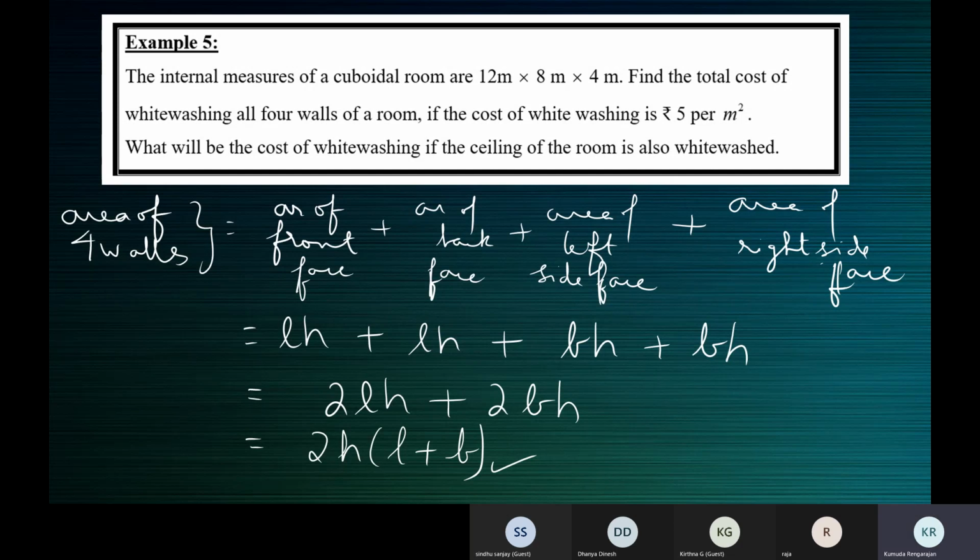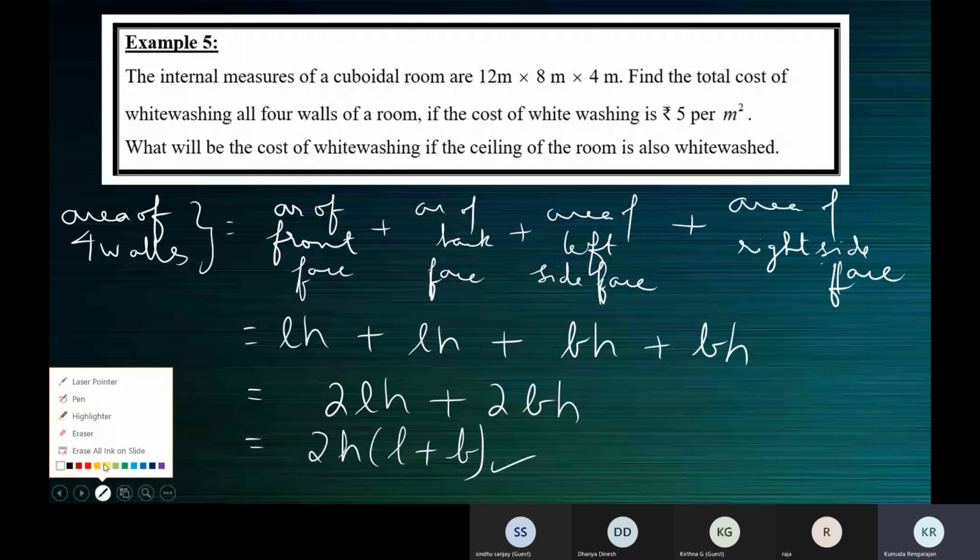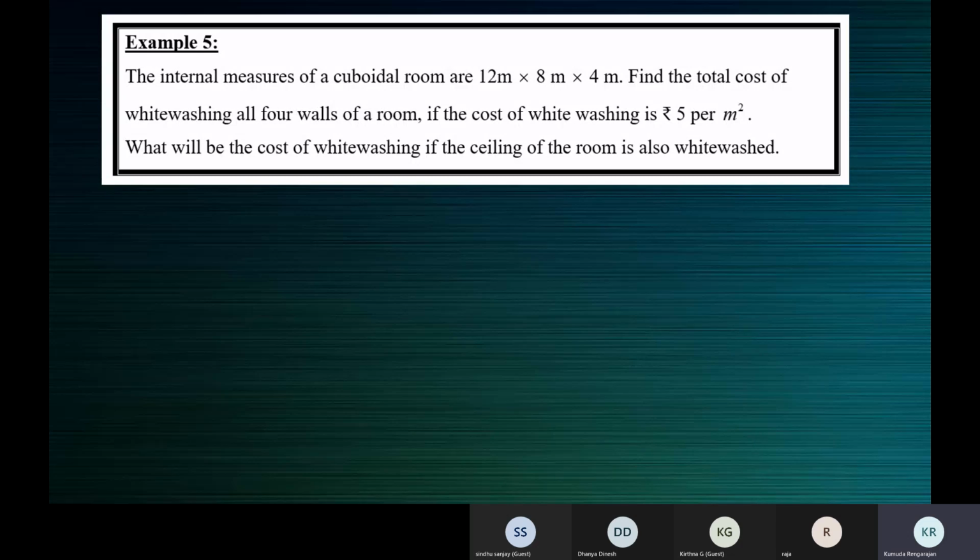Can I clear the slide? Yes, ma'am. All right. So children, this is how we understand the formula to find the area of 4 walls. Let's understand that better now.